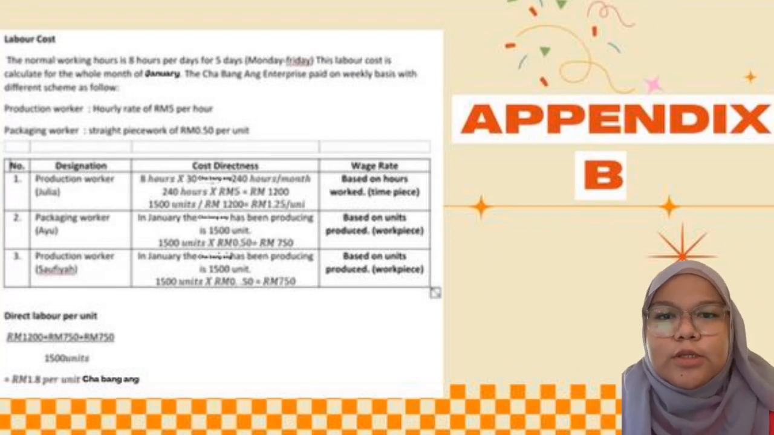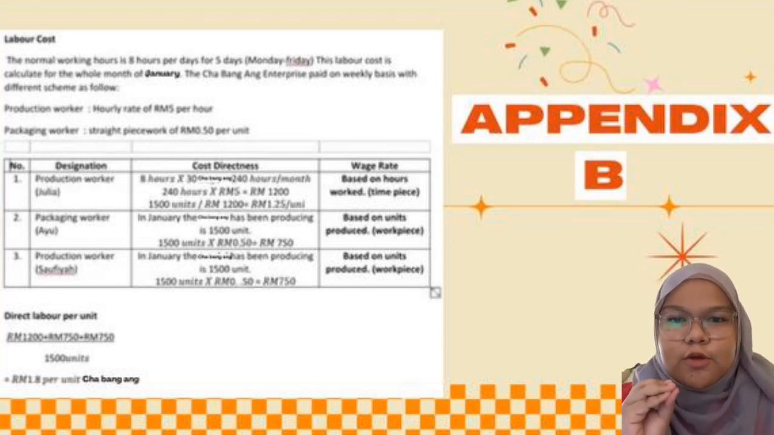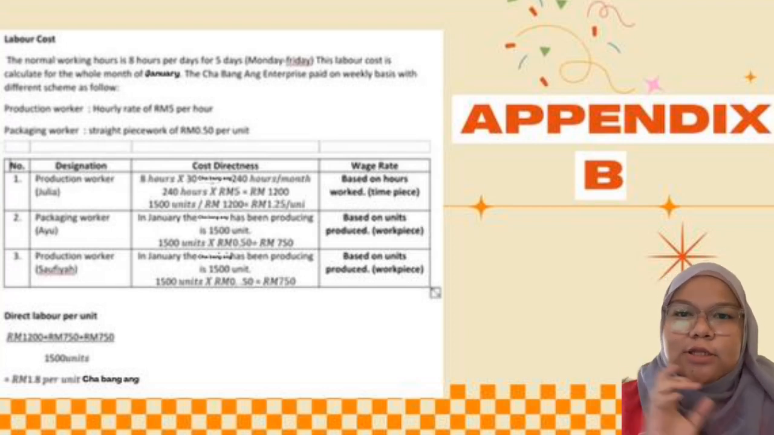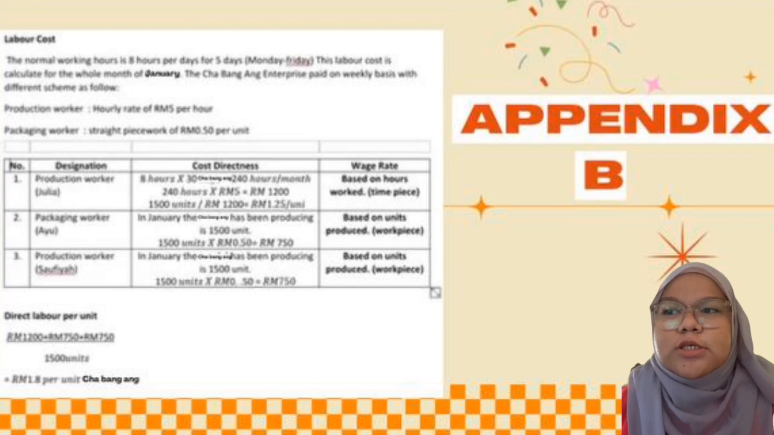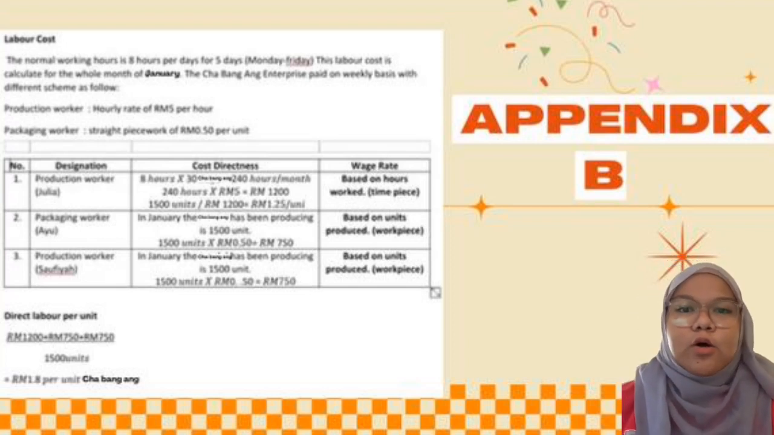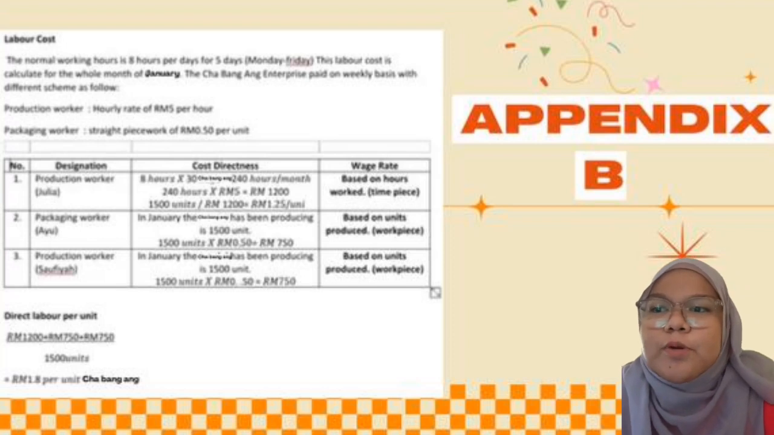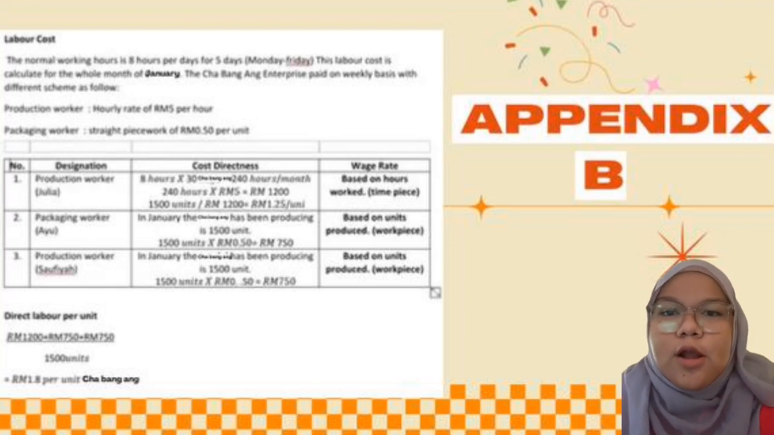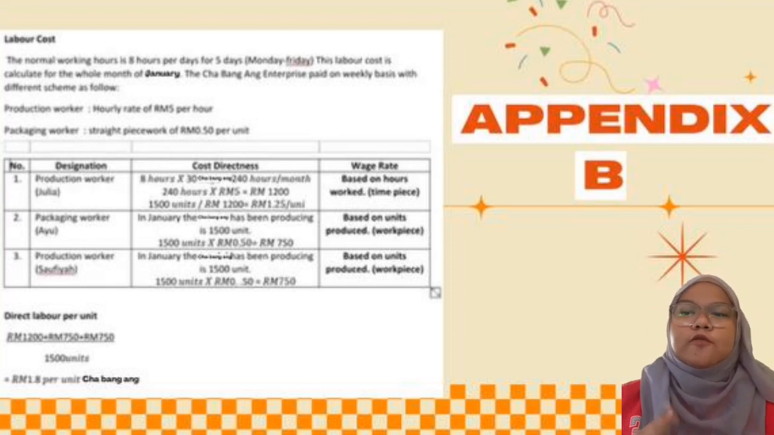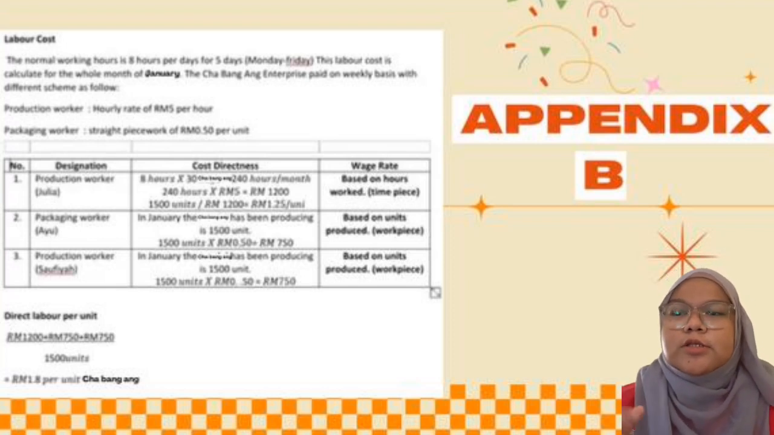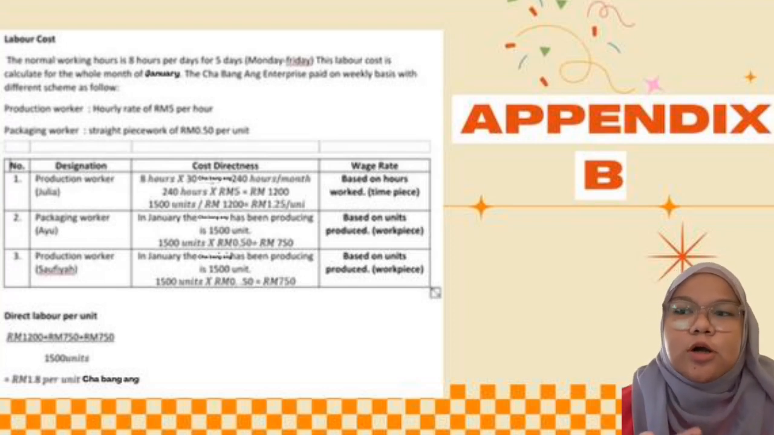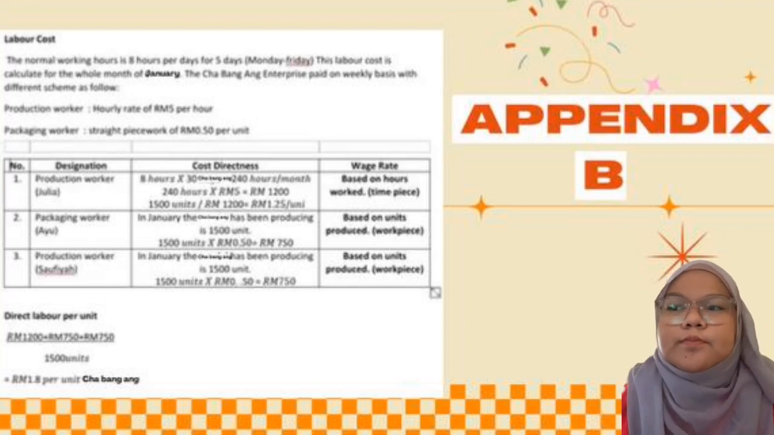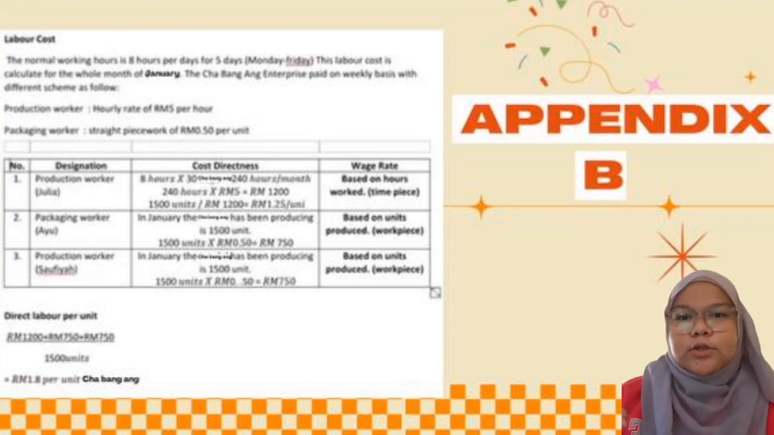In Appendix B is the labor cost. The normal working hours that we use are 8 hours per day, 5 days. We work Monday until Friday, and this labor cost is calculated for the whole month of October. The cabang enterprise pays on a weekly basis with different schemes. First, production worker, hourly rate of 5 ringgit per hour, and second is packaging worker, straight piece rate of 50 cents per unit. So we have 3 workers.